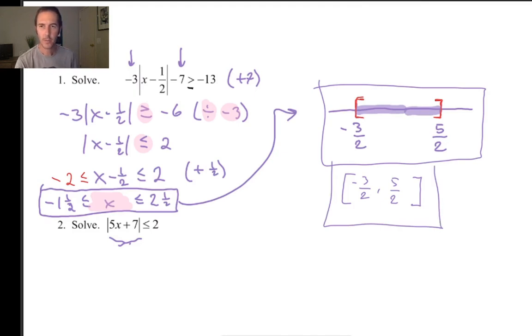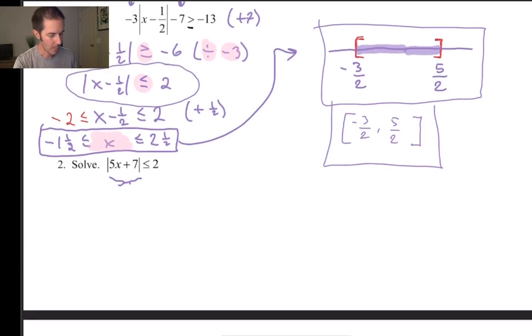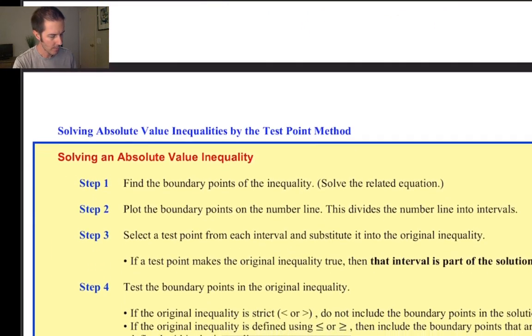So this was an example of where once we had the absolute value isolated on one side of the statement, this one was isolated and ended up on the less than side. Now let's look at a problem where we have our absolute value on the greater than side.